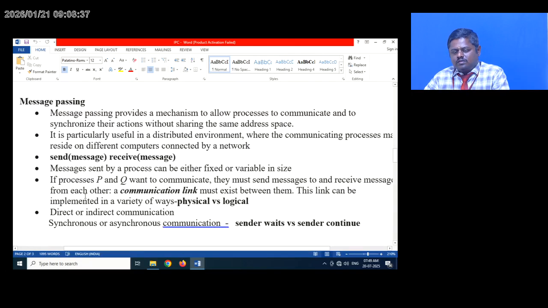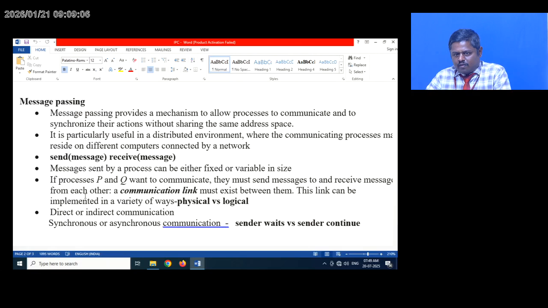In message passing, sending and receiving is done using the system calls send and receive. We have to synchronize the message passing. The main issue is to synchronize. A sends a message to B, but A should be confident that B can receive the message, and B must send the acknowledgement to the sender. Then only the next communication will happen.